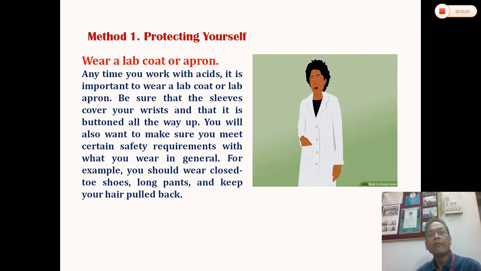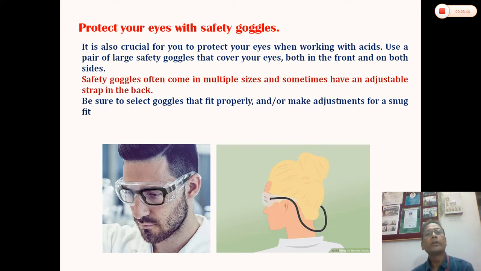Now we are discussing some methods in short. First, you have to protect yourself by wearing a lab coat and apron made of cotton, because cotton is somewhat less reactive towards the acid. Don't use terracotta or some other clothes. You have to use a coat made of cotton. Then protect your eyes by using safety goggles that I have shown here. These goggles are different from normal spectacles.